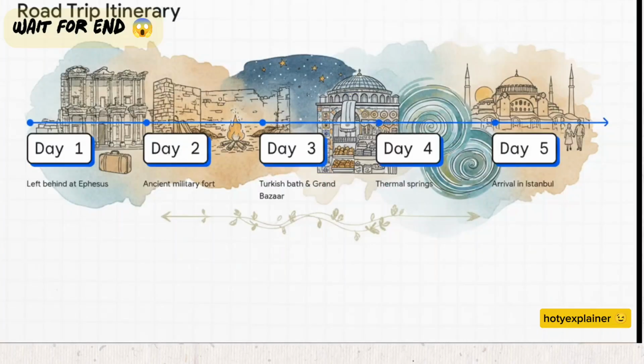The film meticulously maps out their forced proximity road trip across Turkey, and the escalation is just fantastic. We start with them getting abandoned at Ephesus on day 1. By day 2, things are so desperate they're hitchhiking and sleeping in an ancient military fort. Day 3 hits, and they are literally bartering their labor at a Turkish bath just to afford a cheap room near the Grand Bazaar. Day 4 brings them to Thermal Springs, and it all builds up to day 5 with the big climax in Istanbul. With every single passing day, you can see how their shared reliance on one another drastically escalates.